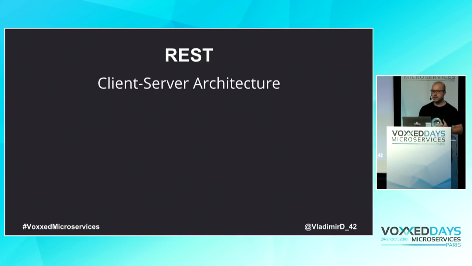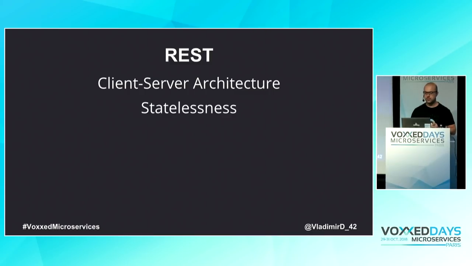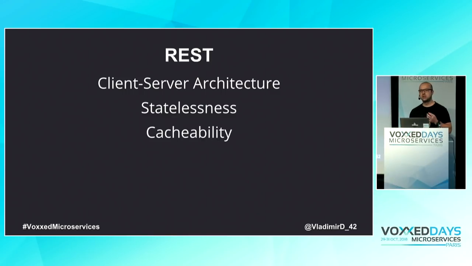First of all, it's client-server architecture. There is a client and there is a server, a so-called separation of concerns. Statelessness: the server has no context about the client, and everything that the server needs to respond to the client request, the client needs to send in its request. Cacheability: the server has an option to say if a certain response should be cached and for how long, and everybody should behave in that way.